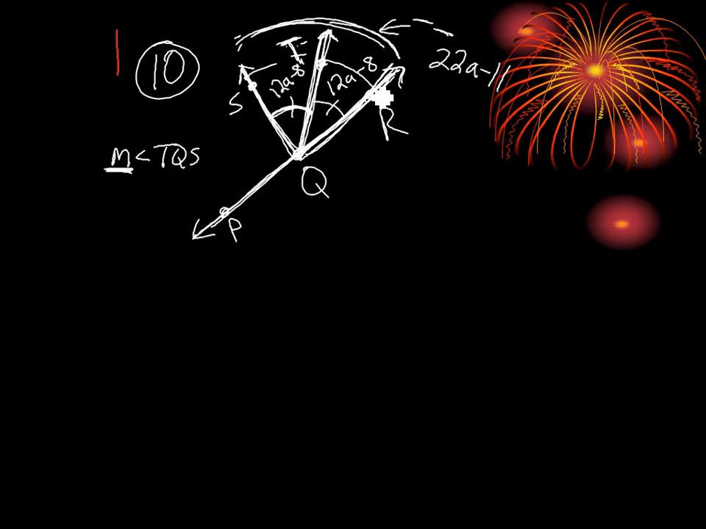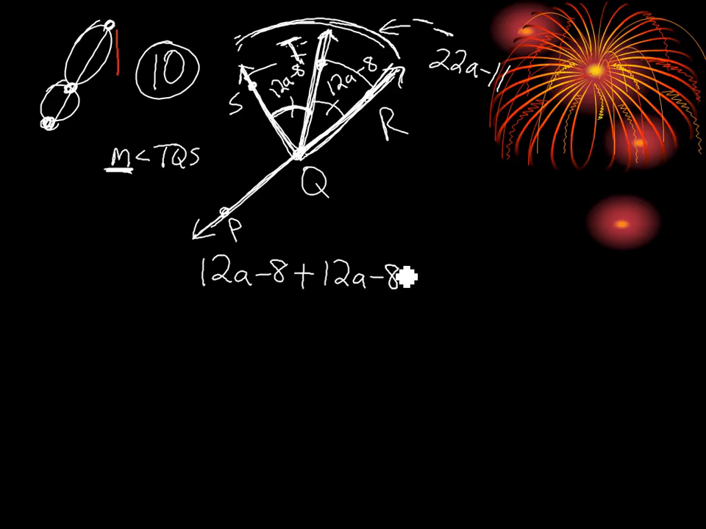Can we set up an algebraic equation from all that information, just like with the segments that we've been doing? This segment plus this segment should equal what? The whole thing. This angle plus this angle should equal the whole angle here. So 12A minus 8 plus 12A minus 8 should equal how much? 22A minus 11. This plus this should equal that whole thing.